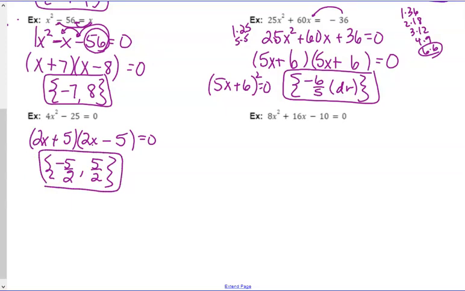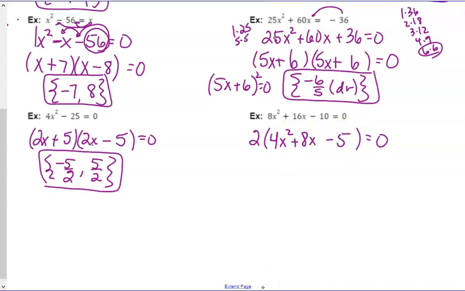Okay? And our last one has a trinomial. 8x squared plus 16x minus 10 equals 0. Notice that we actually have something in common there. And that something in common may look like a 4, but with that 10 back there, I believe it is just a 2 that is in common. So let's take out that 2. 2 times what is 8x squared? Well, that's a 4x squared. Plus an 8x minus a 5.